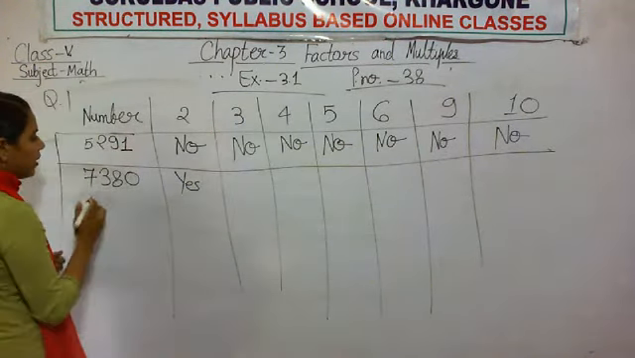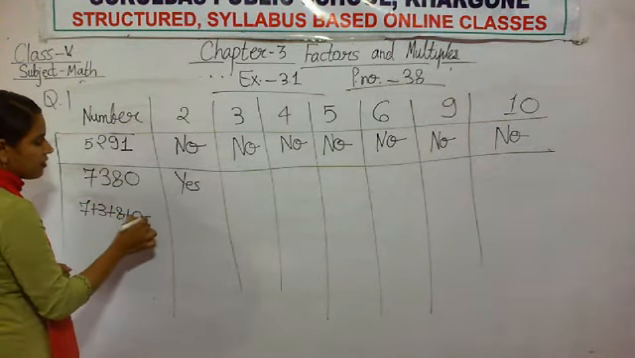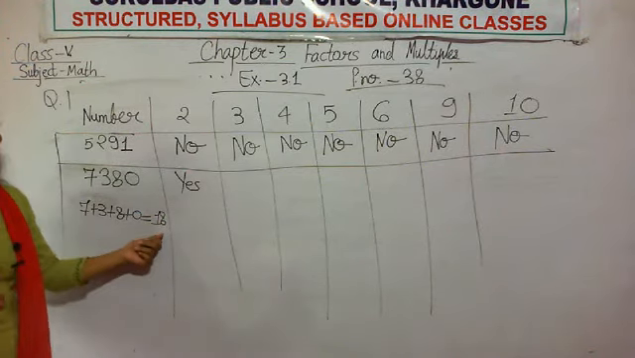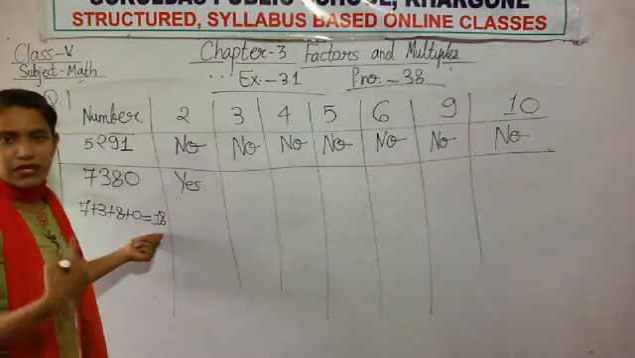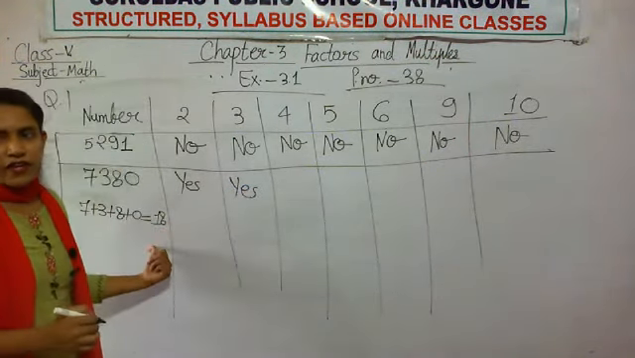Now check for 3. For checking 3, you have to find the sum of all the digits. The sum is 18, and 18 is a multiple of 3. 3 sixes are 18, right? So 18 is a multiple of 3. So yes, this number is divisible by 3.